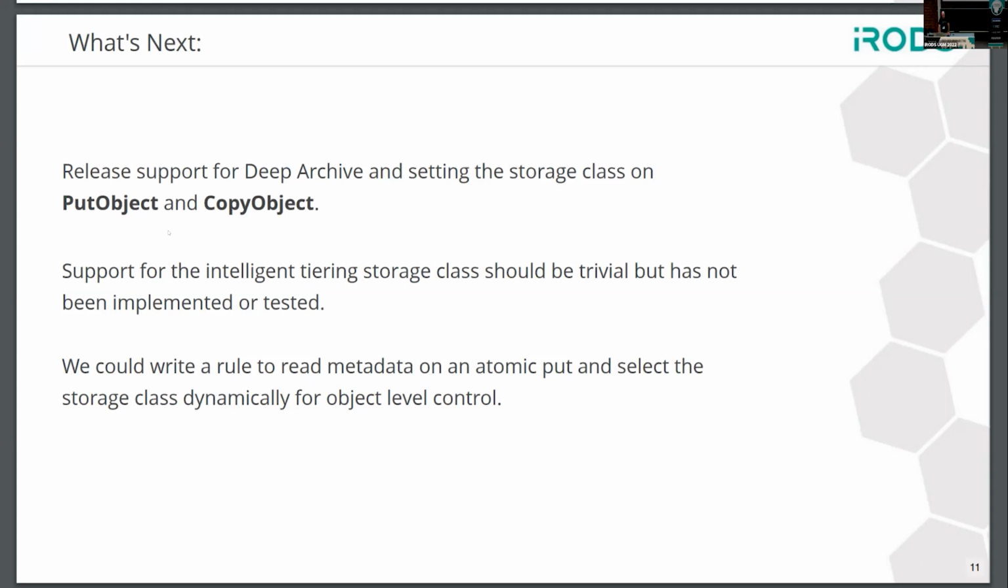Finally, a lot of people want to be able to control this not at the resource level, which would mean that every object that is written to that resource would have the same storage class. If you wanted it on an object by object level, I believe it would be possible to write a rule that reads metadata and overwrites the configuration for that object to set the storage class.